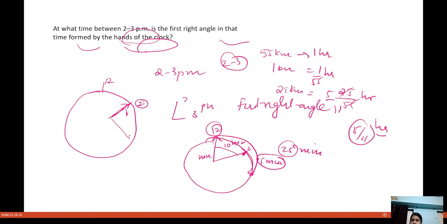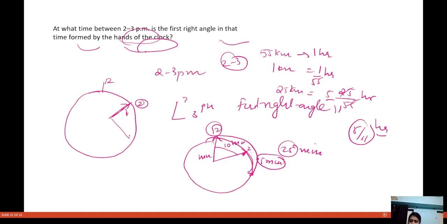We already know that 1 hour is equal to 60 minutes. So 5 by 11 hour will be equal to how many minutes? 5 by 11 hour is equal to 5 into 60 by 11 minutes, so that will be 300 by 11 minutes.